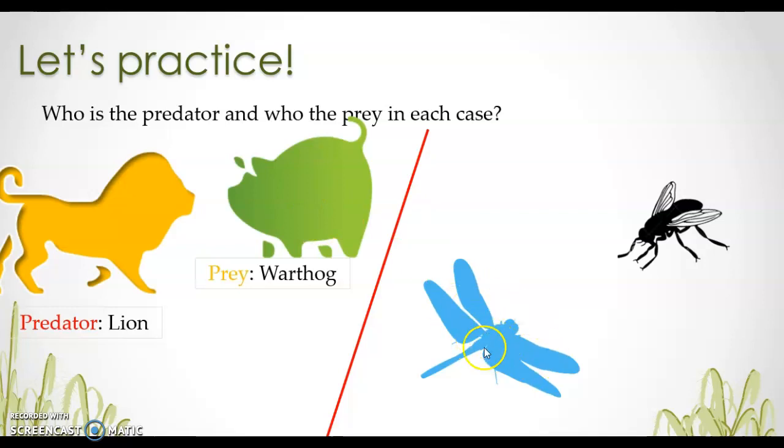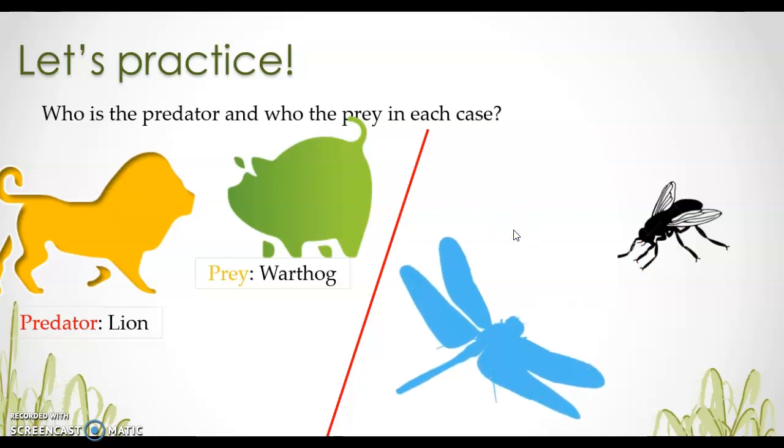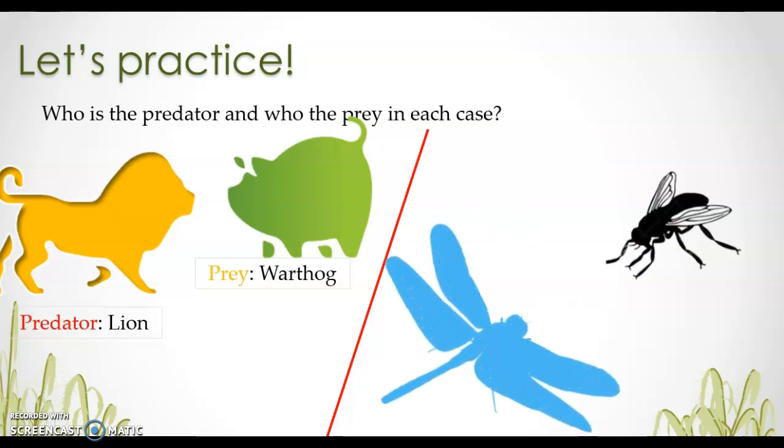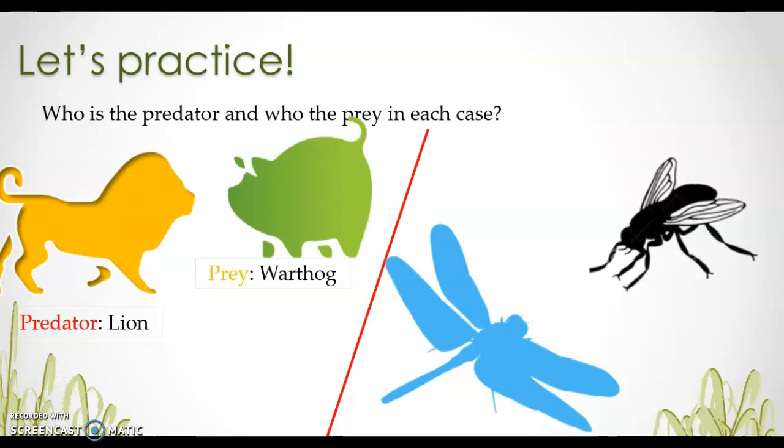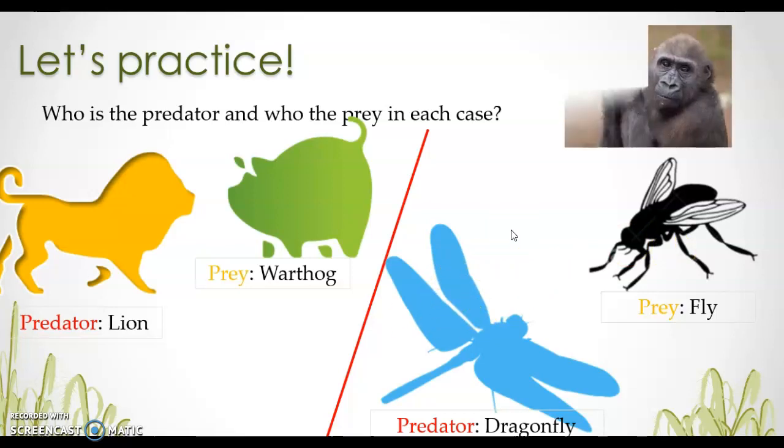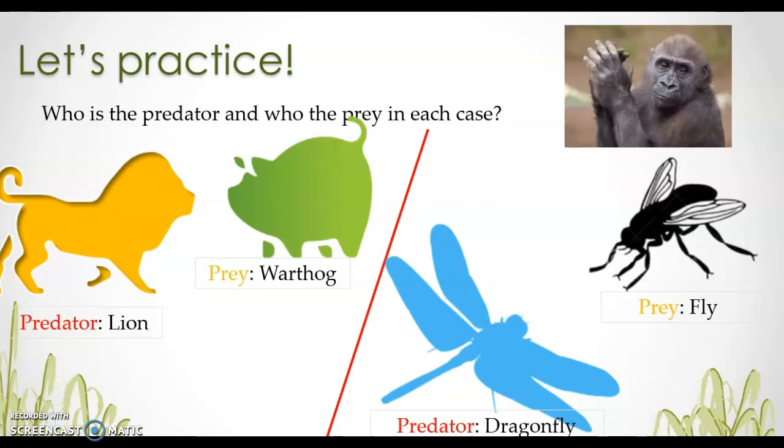In the video about the dragonfly and the fly, who is the predator and who the prey? What do you think, guys? Pretty good. The predator is the dragonfly and the prey obviously is the fly, okay? Entonces, en el caso de la libélula y la mosca, la libélula sería nuestra depredadora y la mosca la presa. So, good. You did a very good job, guys.